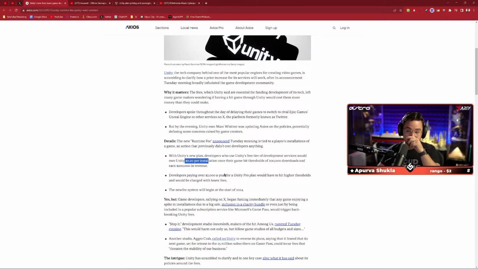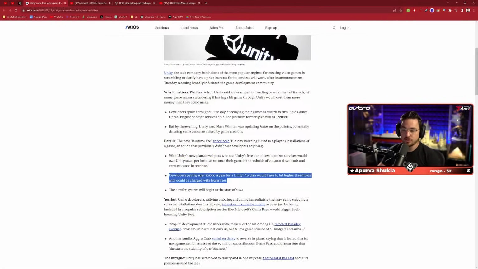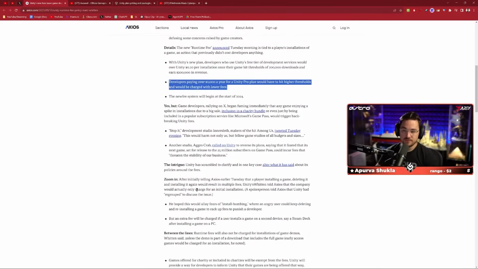Developers paying over $2,000 a year for the Unity Pro plan would have to hit higher thresholds and would be charged lower fees. So again, they're just trying to push them to pay for the licensing fees.